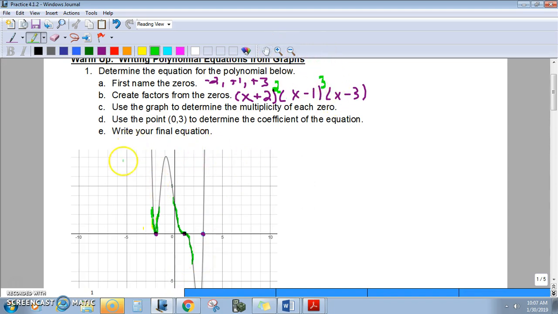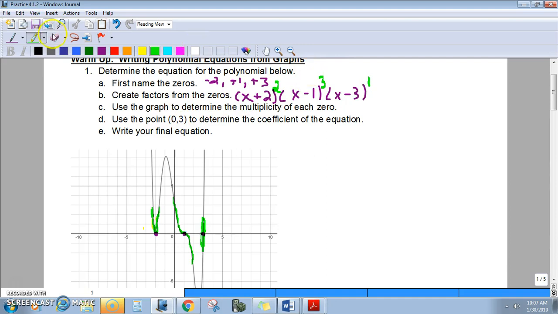And x minus 3 is going different directions here, so it's also going to be odd, but this looks just like a straight linear kind of relationship. So the multiplicity is going to just be 1. The multiplicity is the degree of that factor right there.